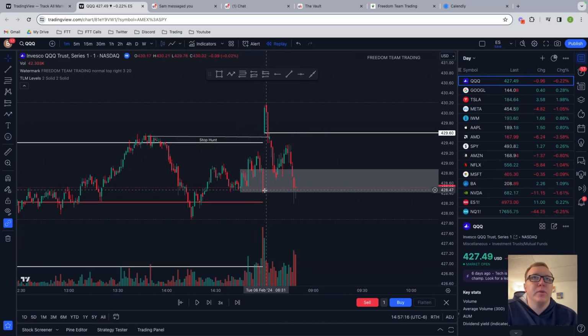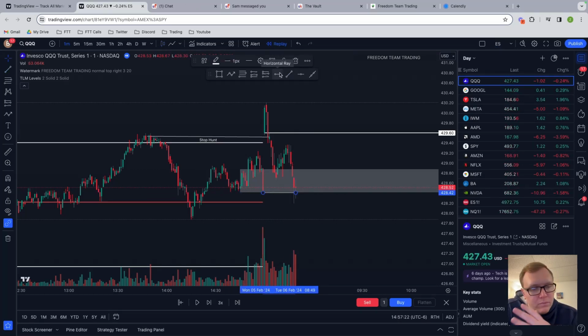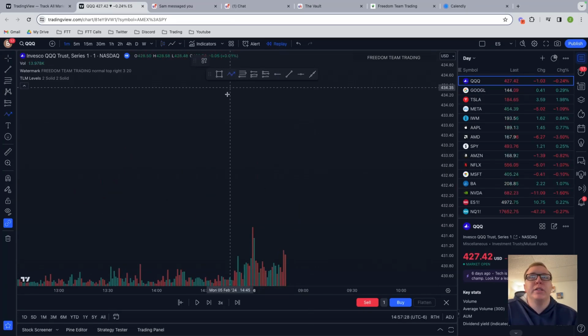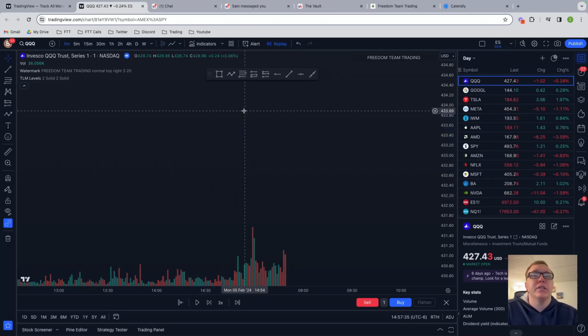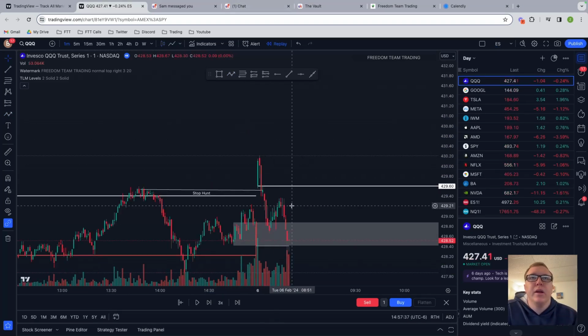We're unable to close below this low. However, most of the time, if we stop hunt one way, we typically don't stop hunt the other way. Very rarely do we see stop hunt, move higher. Very rarely. Usually it's stop hunt one way, rotation to the other, right?